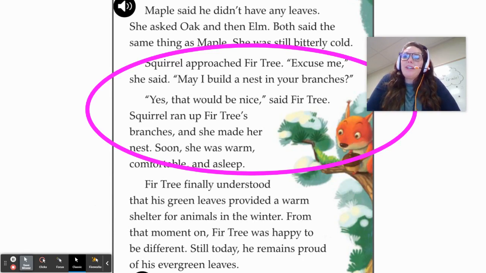Squirrel approached Fir Tree. "Excuse me," she said. "May I build a nest in your branches?" "Yes, that would be nice," said Fir Tree. Squirrel ran up Fir Tree's branches and she made her nest. Soon she was warm, comfortable, and asleep. Fir Tree finally understood that his green leaves provided a warm shelter for animals in the winter. From that moment on, Fir Tree was happy to be different. Still today, he remains proud of his evergreen leaves.